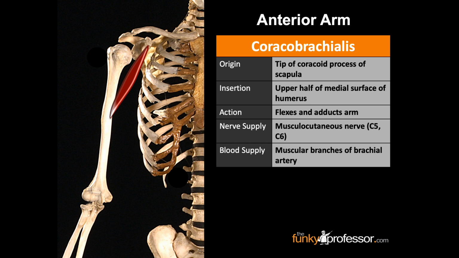Coracobrachialis. Origin: tip of the coracoid process of the scapula. Insertion: upper half of medial surface of humerus. Action: flexes and adducts the arm. Nerve supply: musculocutaneous nerve, C5, C6. Blood supply: muscular branches of the brachial artery.